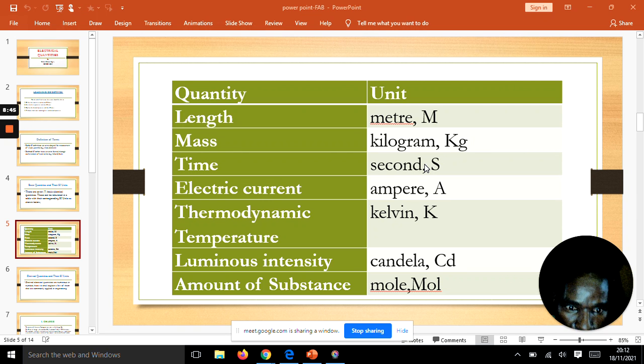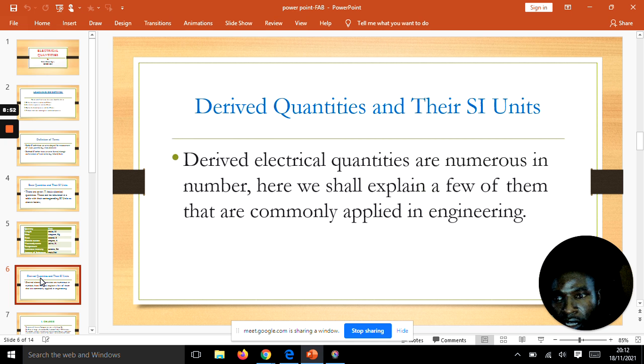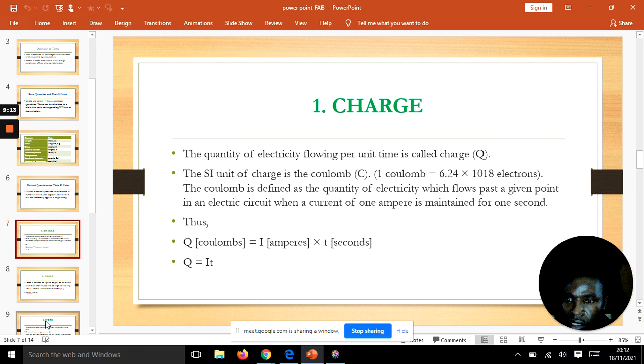And that has brought us to the end of basic quantities. Let's now embark on the second part, that is the derived quantities and their SI units. As we said earlier, derived quantities are those quantities that are derived from other quantities or from basic quantities. Now we need to begin with our first derived quantity that we are going to look at, which is the charge.